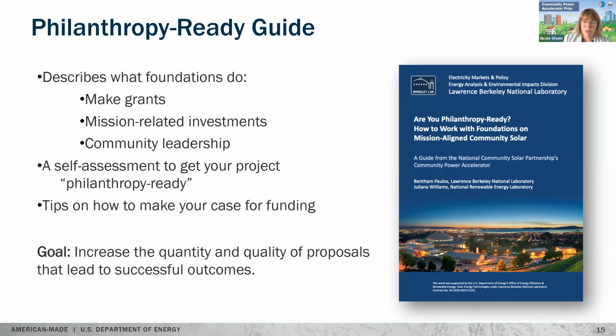I had mentioned the Philanthropy Ready Guide as well. This is also a resource that's available on the platform, communitypower.energy.gov. The goal of this guide came out of the philanthropy work stream, where we had about 20 different philanthropic organizations involved over the past year or so. The idea is it's a nice guide that helps organizations who want to interact with philanthropy better, and to increase both the quantity and the quality of proposals going to philanthropy that are part of this ecosystem. So let's go to the next slide.